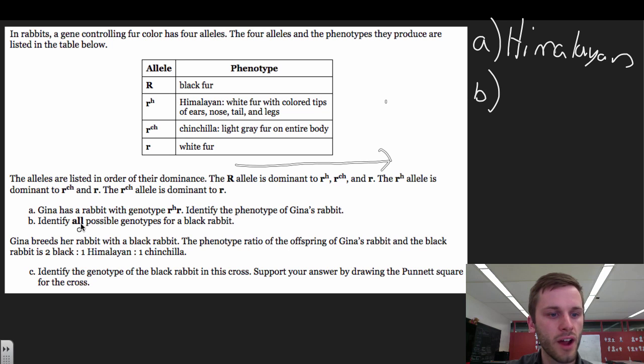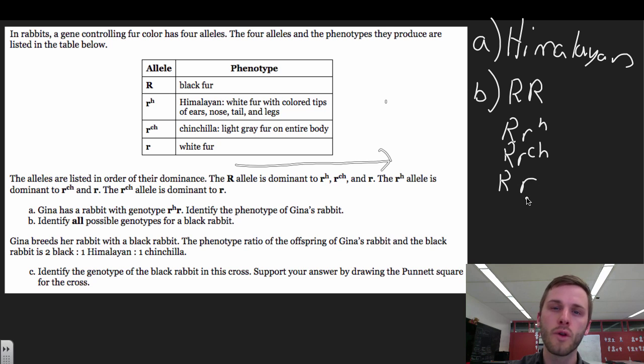Part B, identify all possible genotypes for a black rabbit. Well, there could be a lot, because the black rabbit is the most dominant. So you could have a genotype of big R, and it can be mixed with anything else, and it's still going to be a black rabbit because it's the most dominant. So you could have big R, R with an H, big R, R with a chinchilla, big R, R with a white, and big R, little r. All 4 of those genotypes are going to lead to one phenotype because big R, black, is the most dominant.